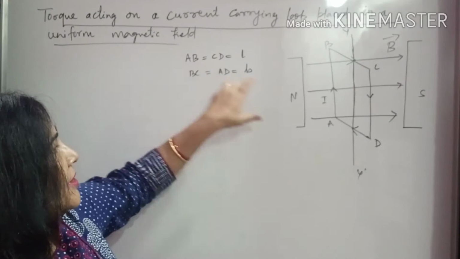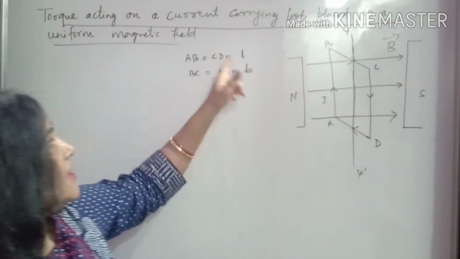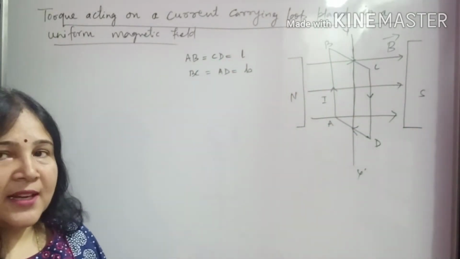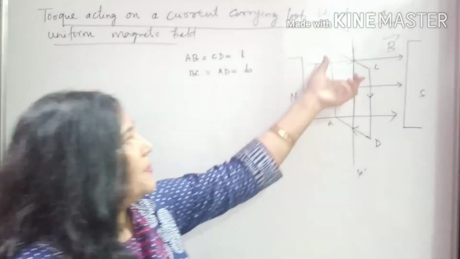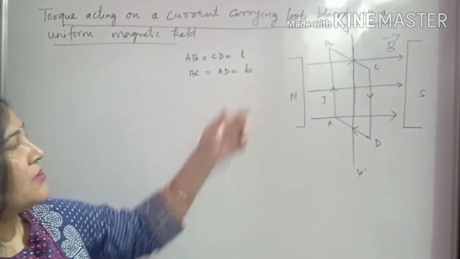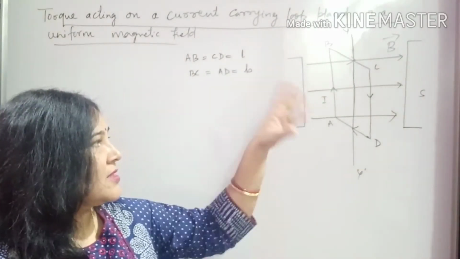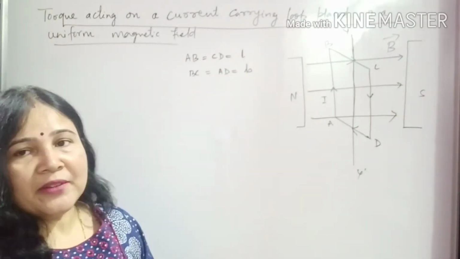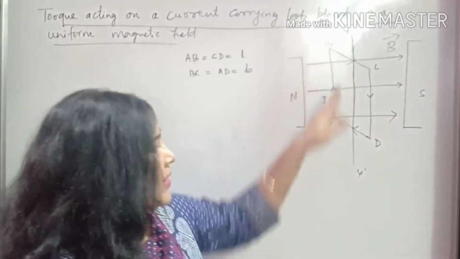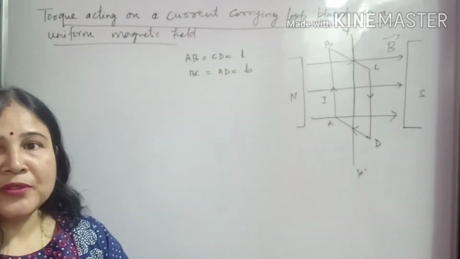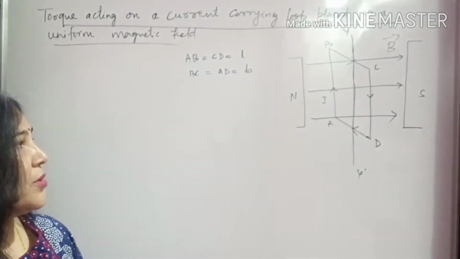As I have written here, AB equals CD, and the length we have taken is L. And BC equals AD, so its width is taken as B. So this is the rectangle, and its side lengths are given to us. This y dash is the axis about which this coil is rotating.